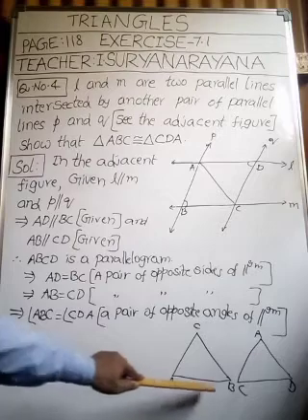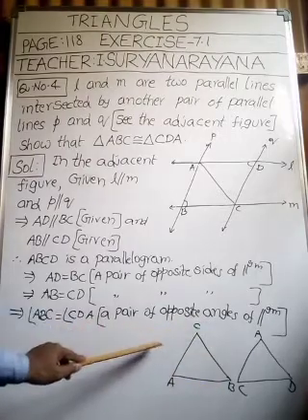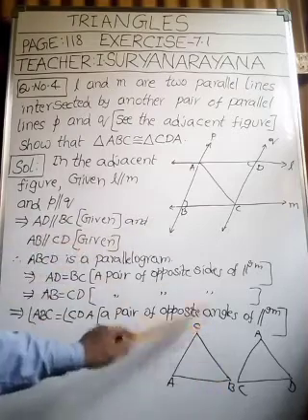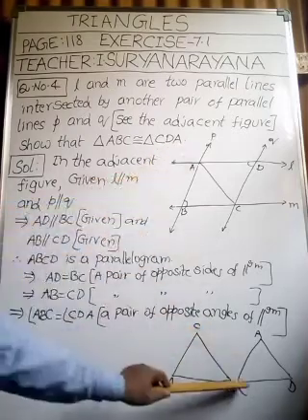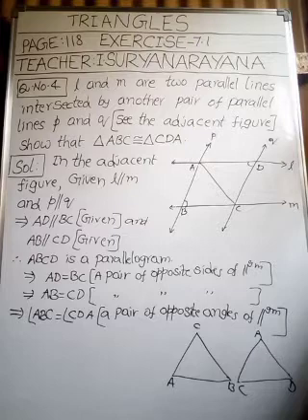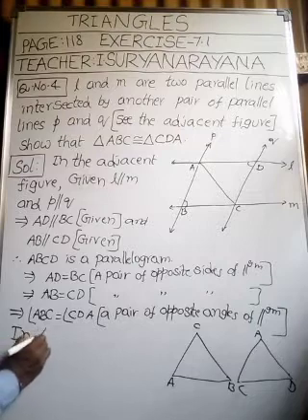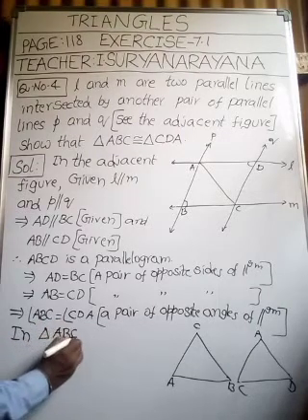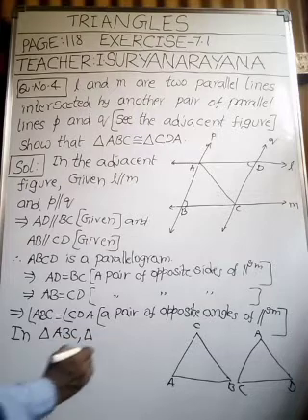In the same order we have to write the vertices. A, B, C. Next C, D, A. Okay, my children. So in these two triangles, we compare the corresponding parts. So in triangle ABC, triangle CDA.